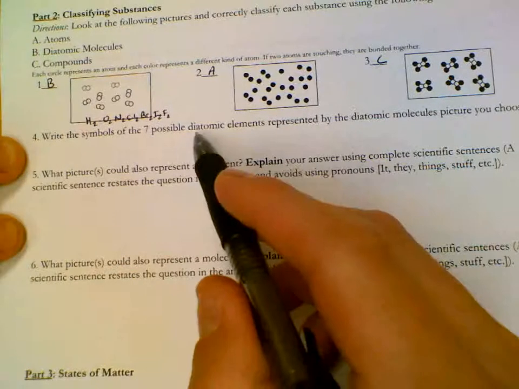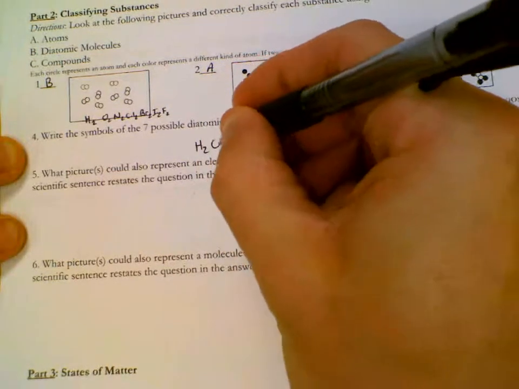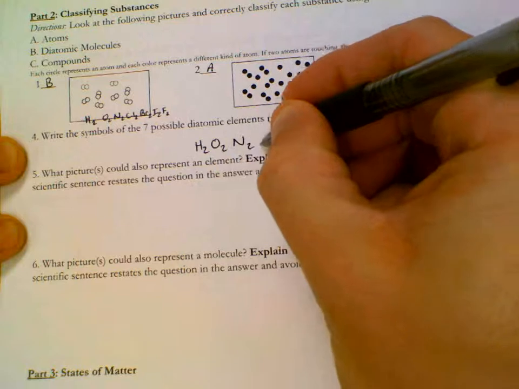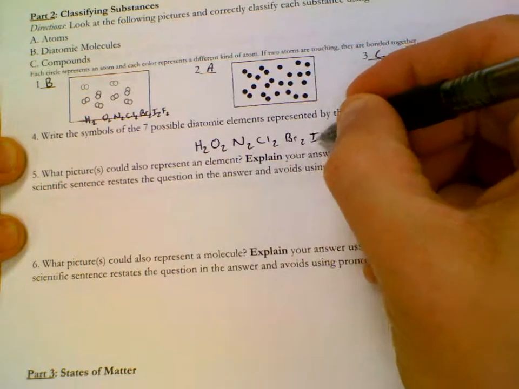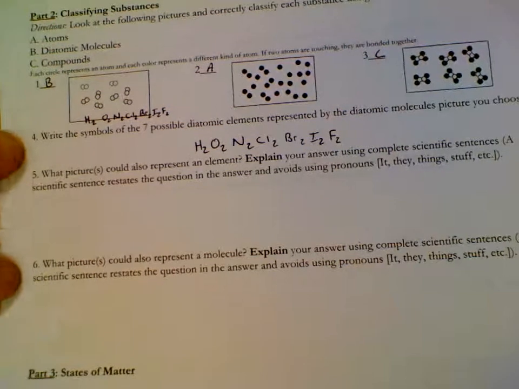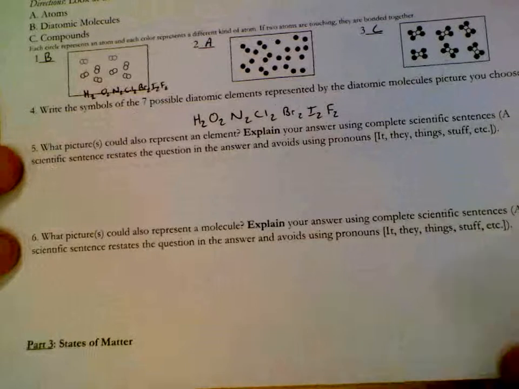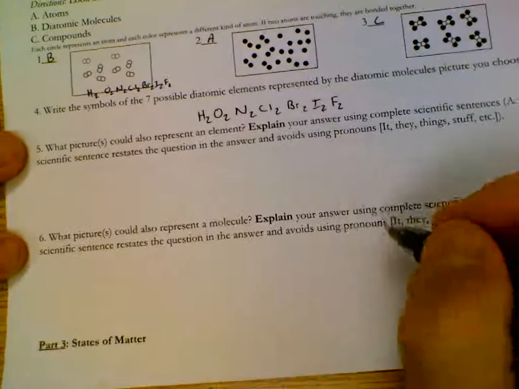Question number 4, we just kind of answered. 7 symbols that have diatomic elements: H2, O2, N2, Cl2, Br2, I2, and F2. Up here, which picture could also represent an element? Explain your answer using good sentences.